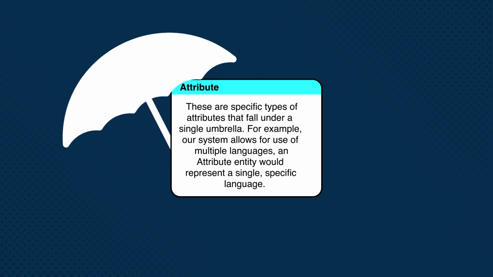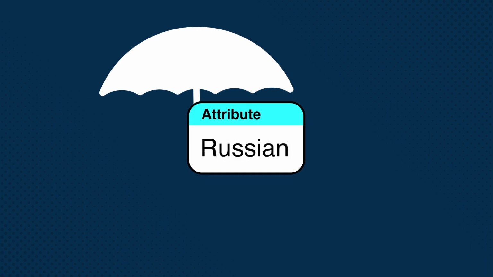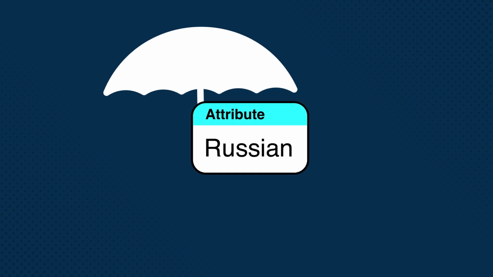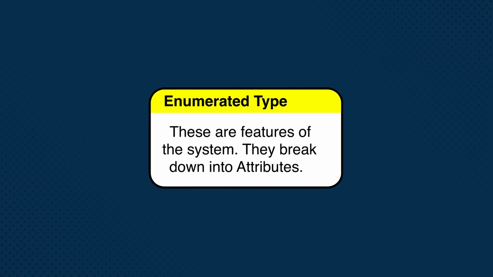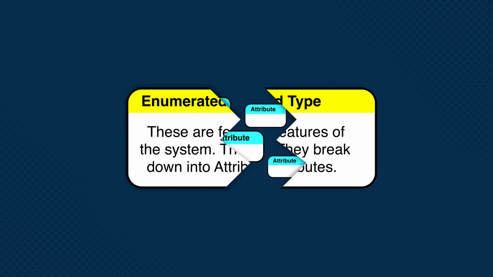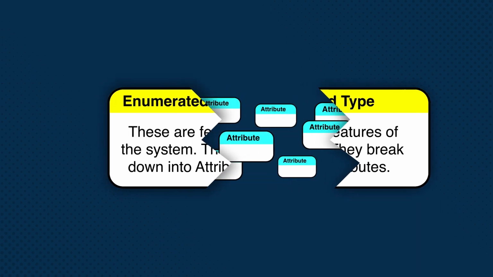For example, our system allows for use of multiple languages. An attribute entity would represent a single, specific language. Enumerated type. These are features of the system. They break down into attributes.